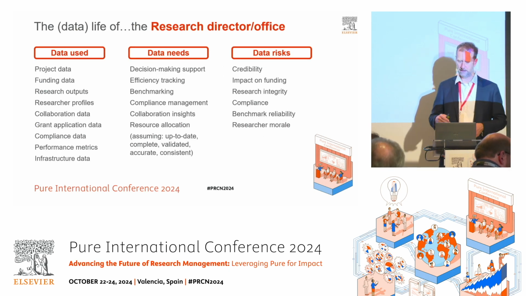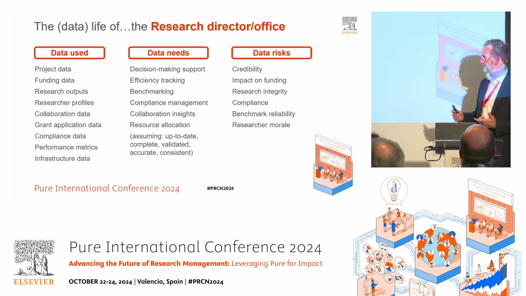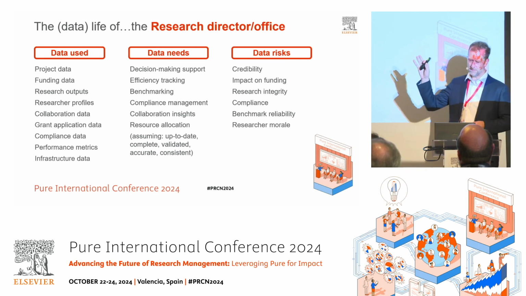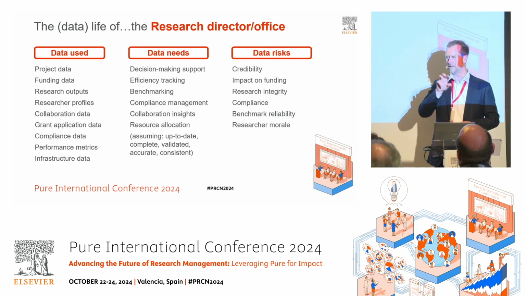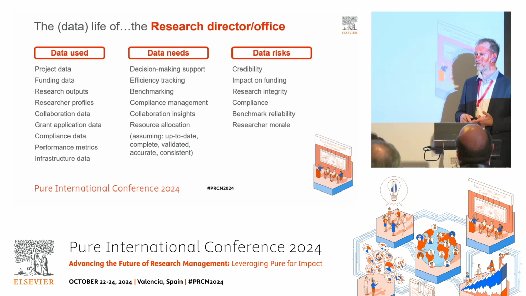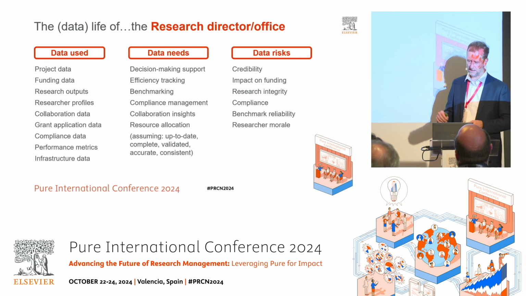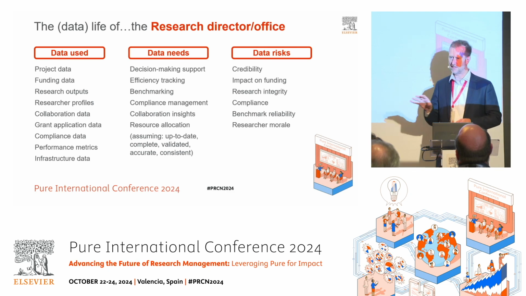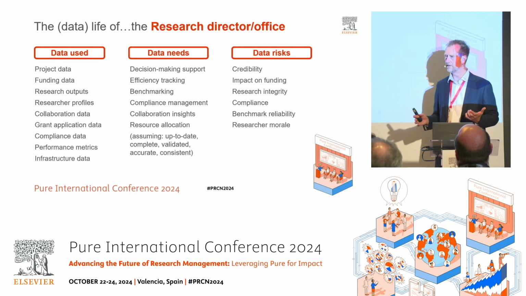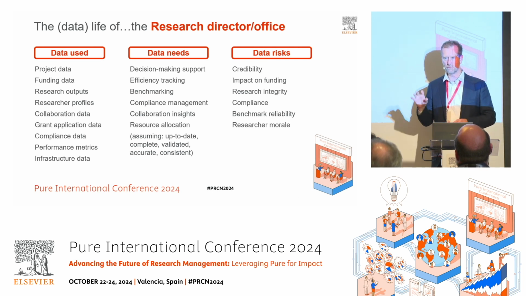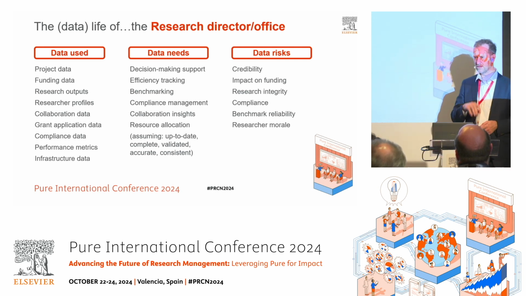It's the same with the research director or research office. All these different types of data that are used, so project data, collaboration data, grant application data, and all of these different needs that they have this data for. So decision-making support, resource allocation. And this is all assuming that this data is up to date, it's complete, it's validated, and generally high quality data.